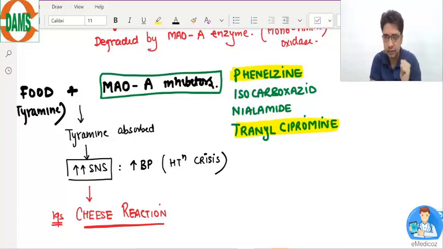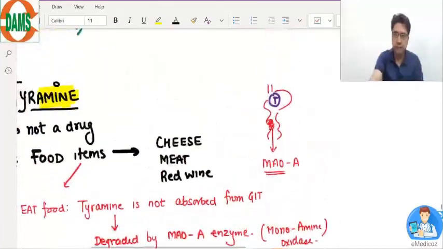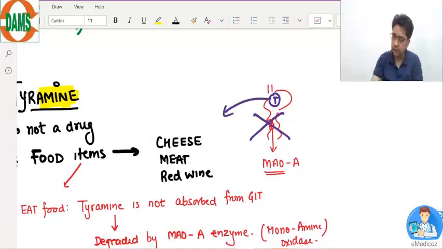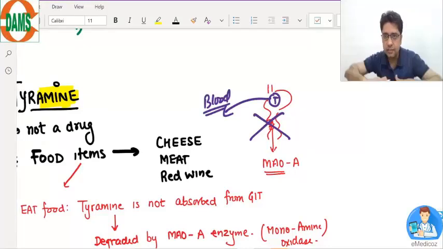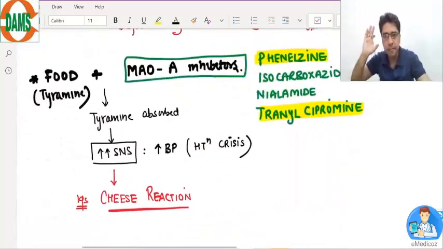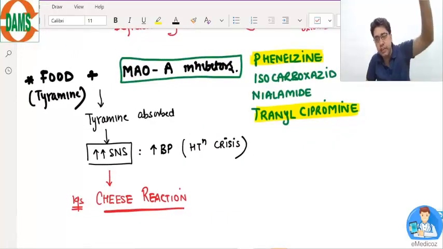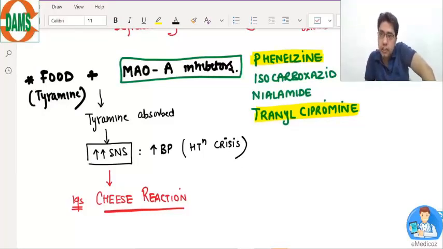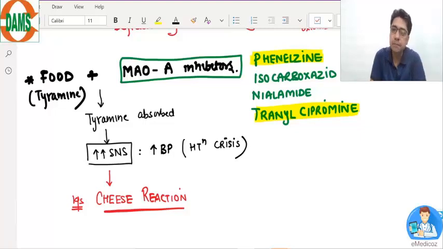See beta, why cheese reaction occurs? Normally when you eat tyramine, tyramine is degraded in our GIT by MAO enzyme. But if you give MAO inhibitor by these drugs, this tyramine will come into the blood. And you know that tyramine causes release of epinephrine from the nerves, leading to increase in sympathetic activity. That will suddenly shoot up the BP, and this sudden increase in BP is known as cheese reaction. Mainly by MAO A beta. MAO B is present in brain.